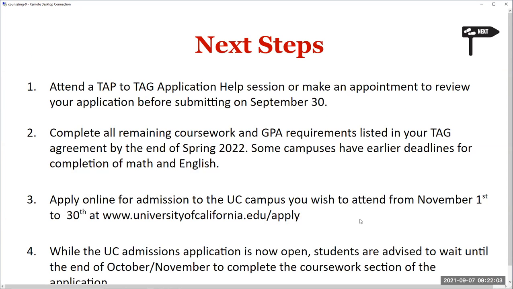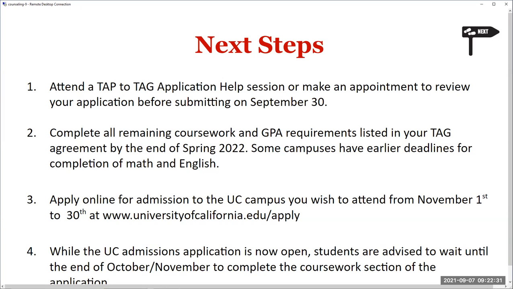So next steps. Obviously you want to start on your TAG application, start working on it, and then you can go to a TAG application help session. That's where we'll have a few counselors and our transfer staff in a Zoom. And then we'll go into breakout rooms and you can ask your questions individually. We can also check your TAG and check your transcripts to make sure that's all valid. And we have several of those before the deadline of September 30th.